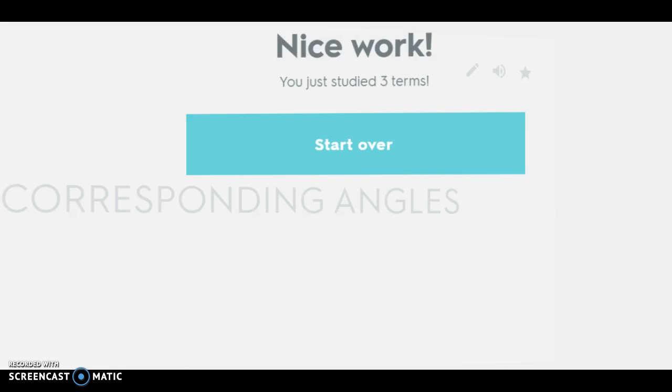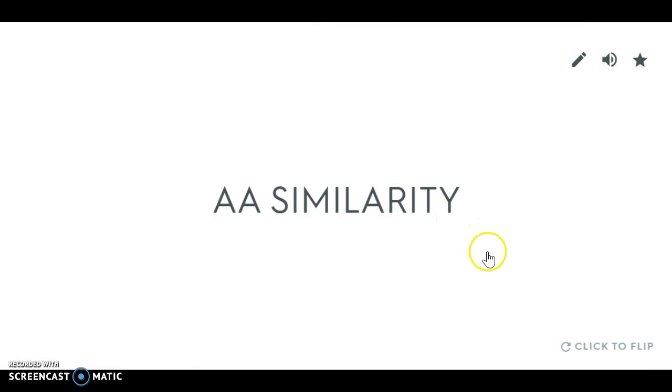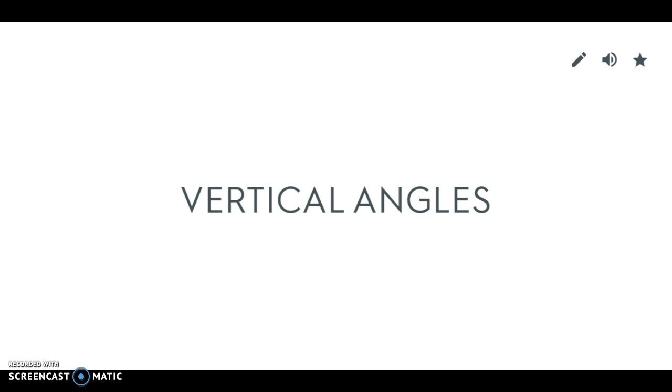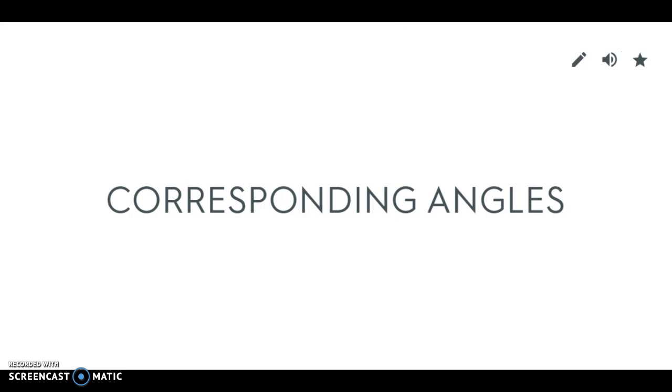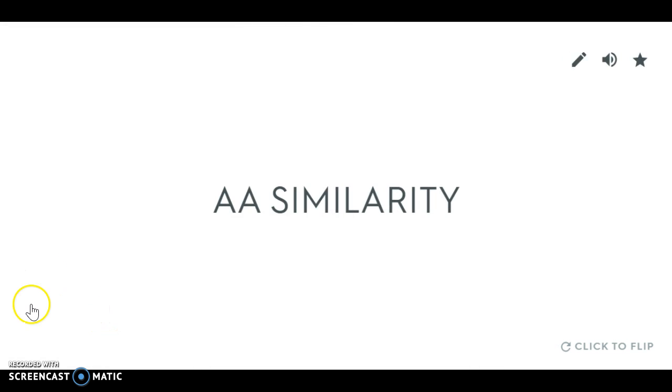So the main keyword we had was similarity. But then remember, when you're looking for similar triangles, when you have to have 2 sets of equal angles, look for vertical angles and corresponding angles, and that will help you find out if the triangles are similar.